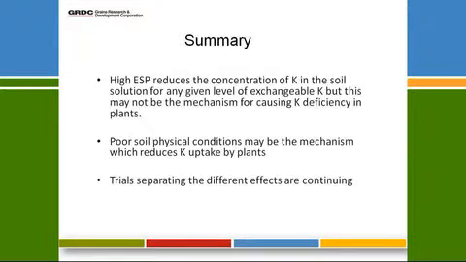Okay, so in summary, we are getting some differences in potassium in solution, and the more sodium in particular, the less potassium. Magnesium is still a question mark, but the physical problems of magnesic soils or sodic soils may actually turn out to be what's controlling potassium uptake. If that's the case, maybe we should be using manure on our sodic soils to supply potassium and overcome some of the soil physical constraints at the same time.